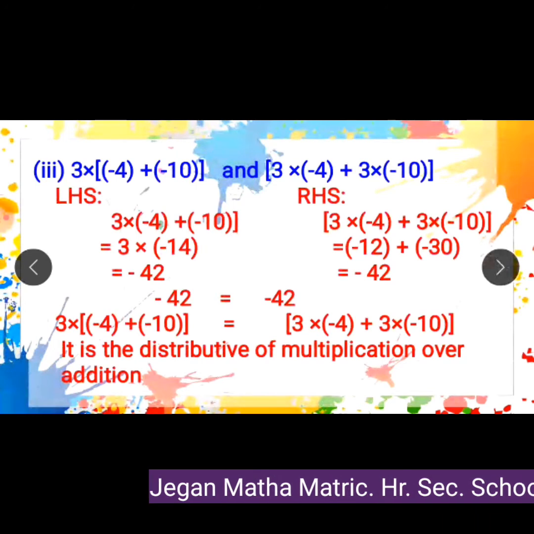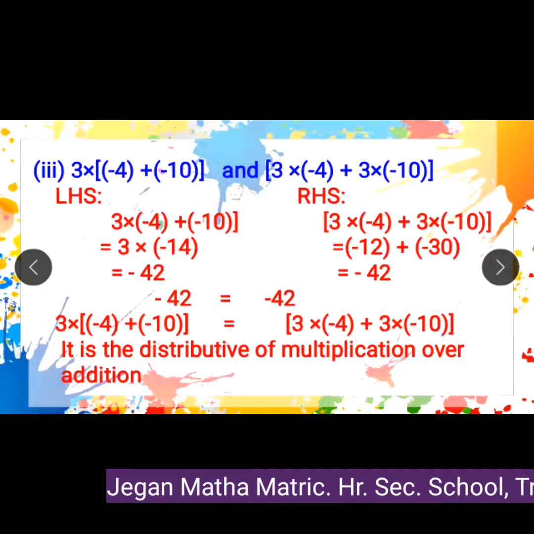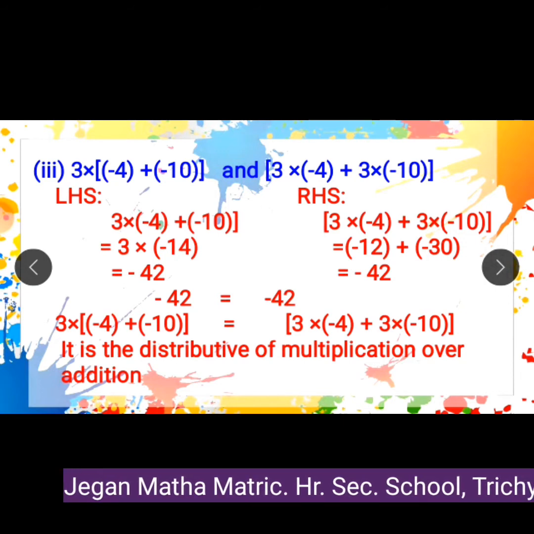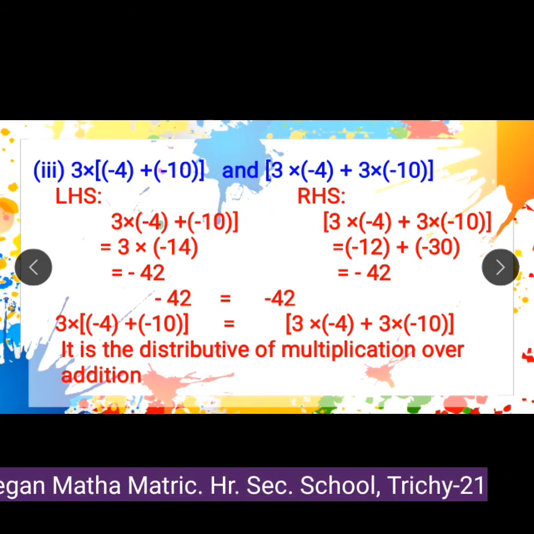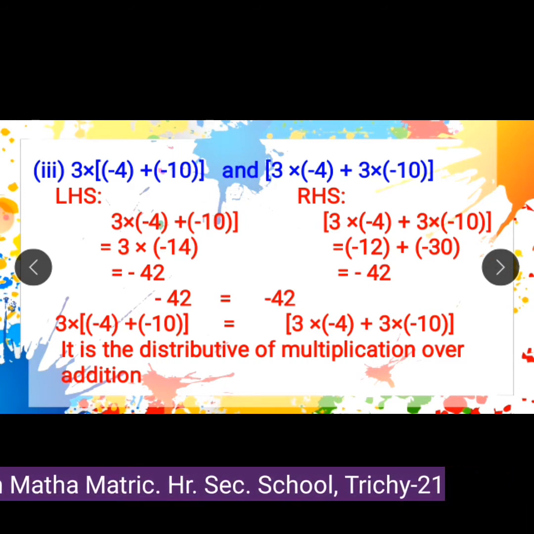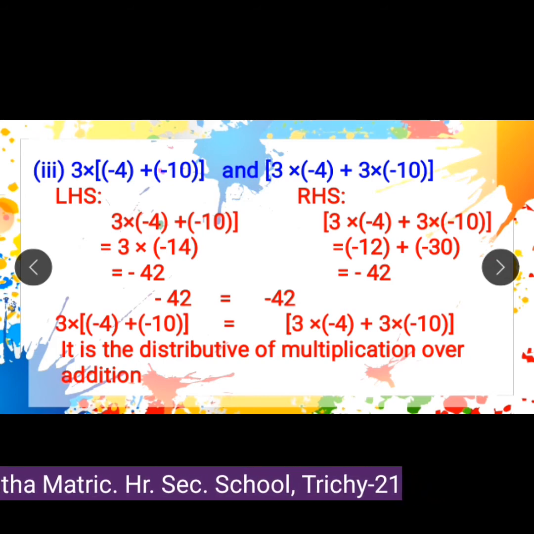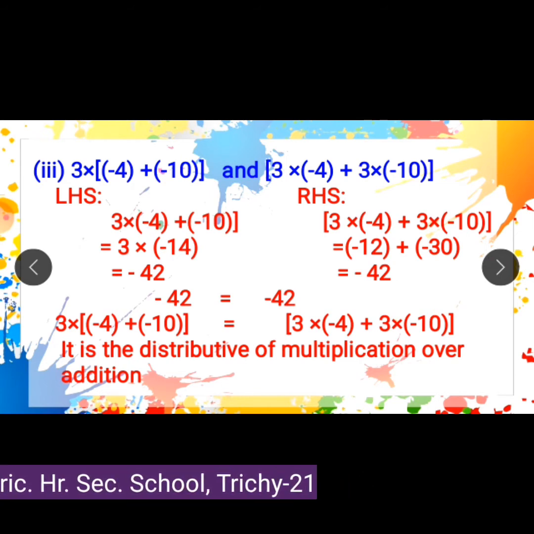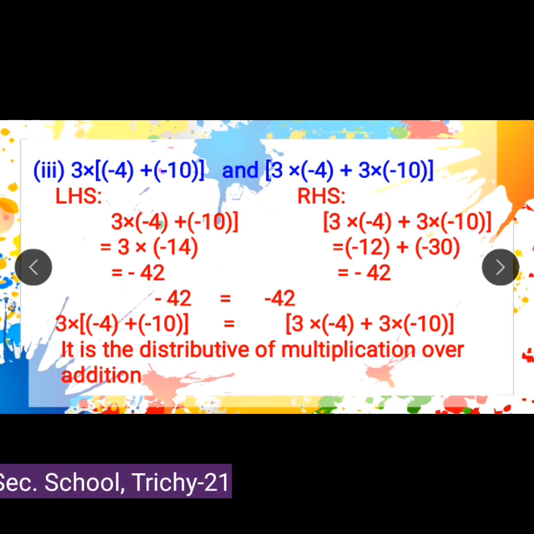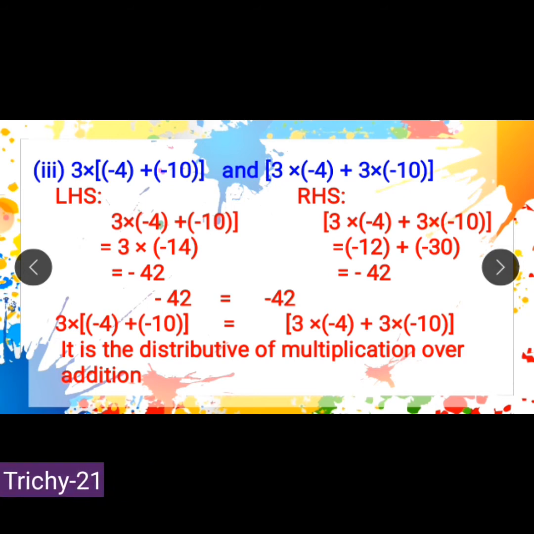Third sum, 3 into minus 4 plus minus 10 and product of 3 and minus 4 is added with the product of 3 and minus 10. Here left hand side equal to 3 into minus 4 plus minus 10. So now we do the addition first and then multiplication. Minus 4 and minus 10 are same sign integers. We add minus 4 and minus 10. We get minus 14. Minus 14 is multiplied with 3. We get minus 42. So left hand side equal to minus 42.